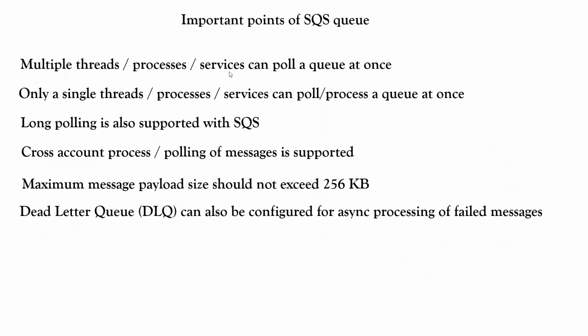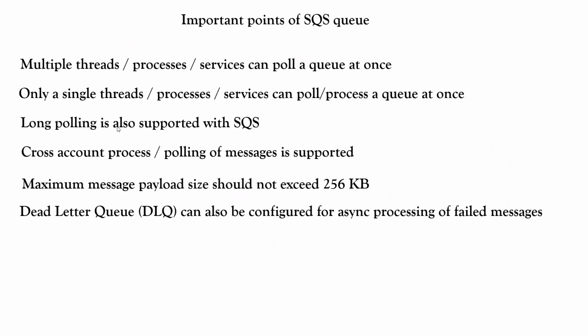Next, multiple threads, processes, and services can pull a queue at once. As we discussed in the previous slides, a single queue can be connected to multiple processing services, multiple services which are pulling the messages from the queue and processing the data. So one queue can be connected to multiple threads, multiple processing services. Even a single thread can be connected to a queue. So a queue can be connected to a single processing service and multiple processing services also. As per the requirement, both the scenarios can be configured.